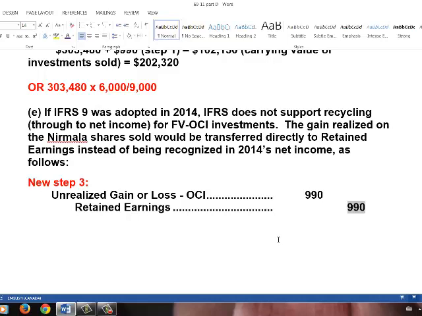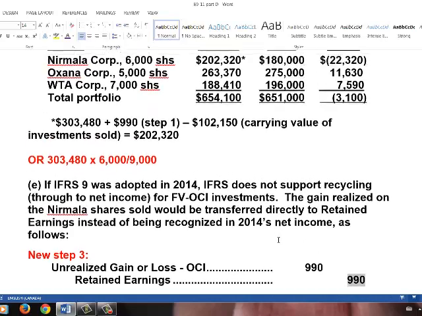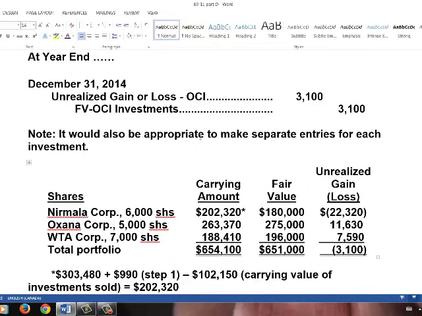So now, this concludes what the question asked you to do in order to prepare the journal entries to process the sale of those shares, the Normalis shares, and to do adjusting entries at the end of 2014, okay, to adjust the securities, the portfolio fair value through OCI securities to their fair value, which is 651. In the next short video that accompanies this question, what I'm going to do is walk you through the statements. So this concludes this section.